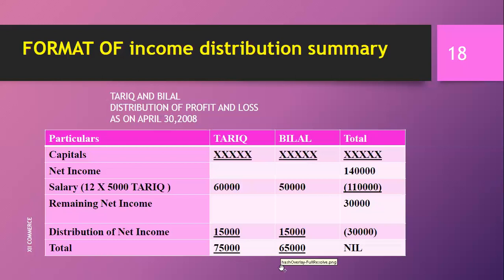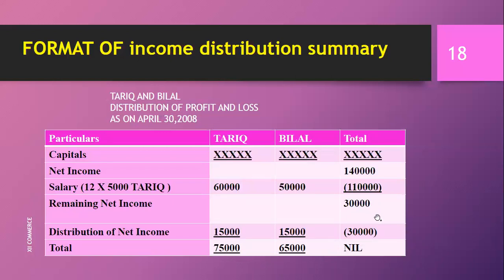Now the time of verification comes, that you have to do the verification for the two partners, Tariq and Bilal. The verification is that you have to add 75,000 and 65,000. That should be equal to your net income, that is your 140. So you have to do this verification in the examination. You have to show the working for the salary of Tariq, so that you will get good marks, inshallah.